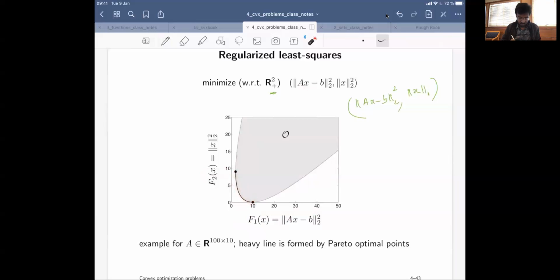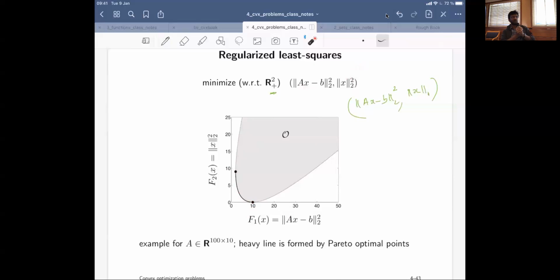So now how do you choose a point here? If you pick a point here, then you will have a particular x2 corresponding to this point. You will have a particular value for the first term and a particular value for the second term. If you pick a point here, again you will have a particular value for this term and a particular value for this term. So these are different solutions. How do you pick a solution? That depends on whatever you feel like.